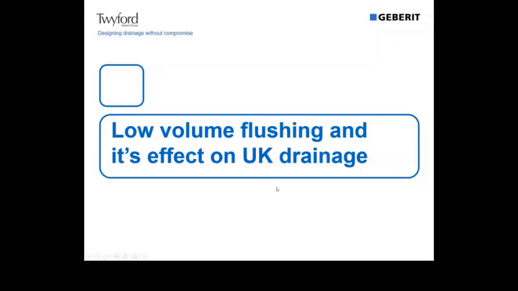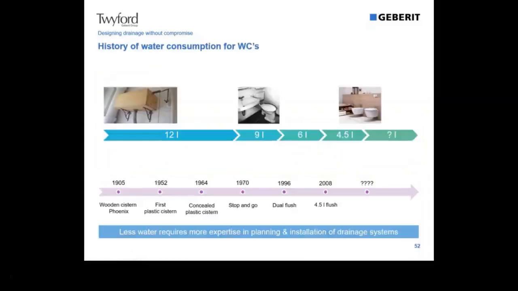So moving on from that detail, looking at something that's becoming more and more prevalent in the UK: low volume flushing, and its effect on UK drainage. Water consumption within the UK in terms of litres per second has typically been quite high, you know, 12 litres per second to actually flush the waste away, coming down through a pipe, going to the back of a pan in a very, very old system. Through to a wall hung system where we were looking at about 9 litres a second. Through concealed systems, dual flush systems, obviously reducing it, so you had a 4 and 6. And then moving down to 2008, where you had a 4.5 litre flush.